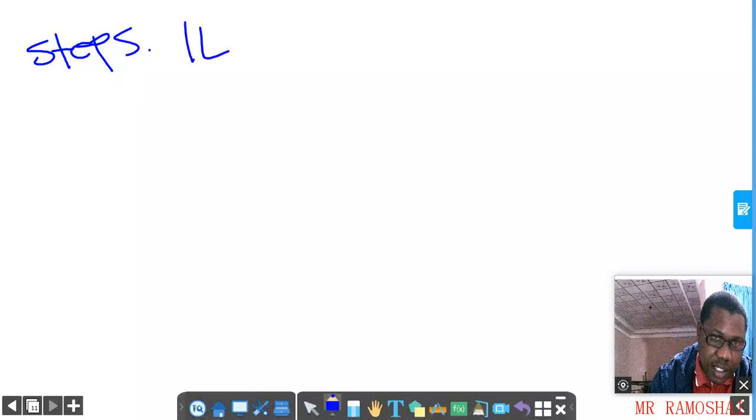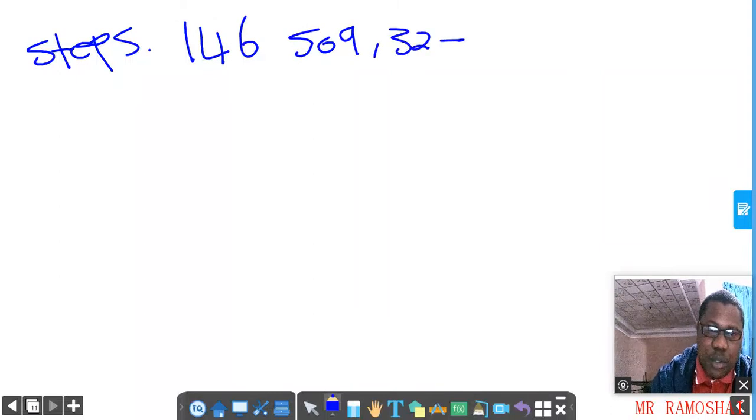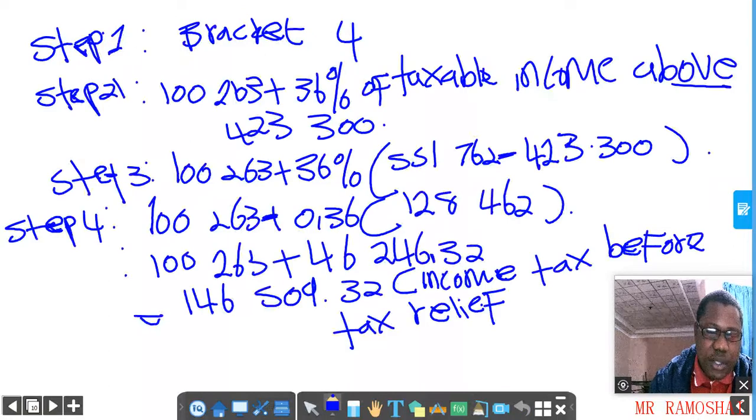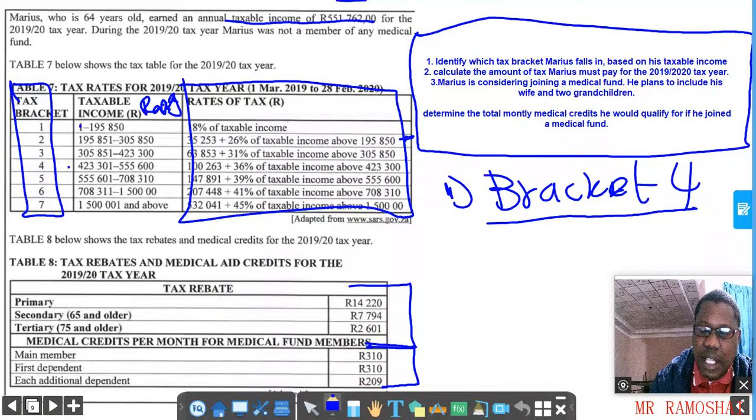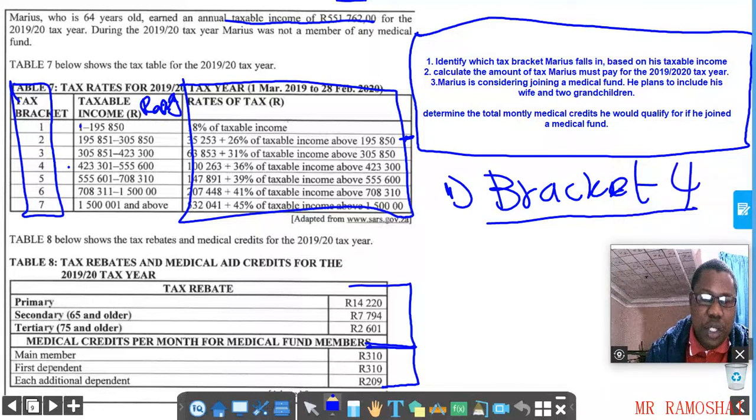Now it is a must that we proceed to step 5. Then what do we do in step number 5? We subtract the tax reliefs. So the tax there, it was 146,509.32. Then we're going to check now. Remember we said already the medical is not part of our reliefs, right? So we are only going to subtract the rebate.